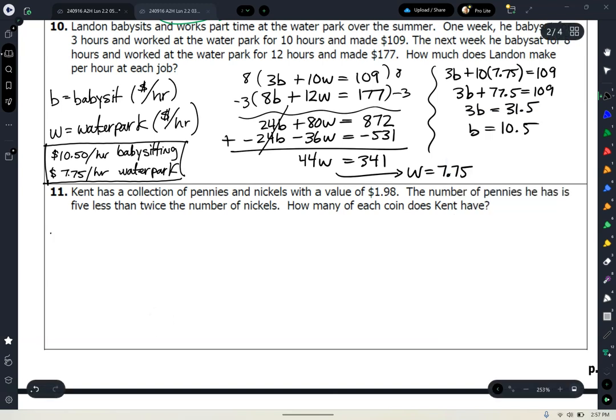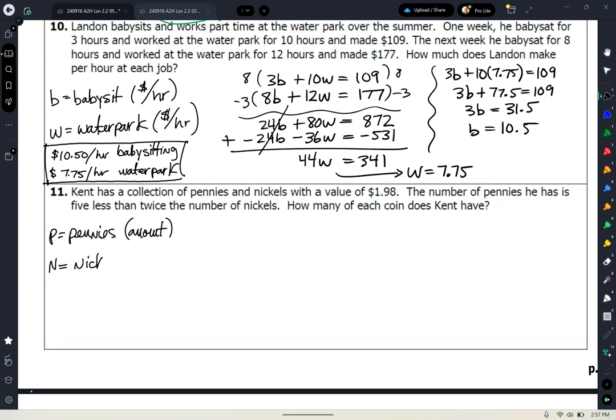So we could use P for pennies. And again, we're looking for a number of pennies. We know what the value of a penny is, right? Okay. And then we can use N for nickels. And again, this is an amount.